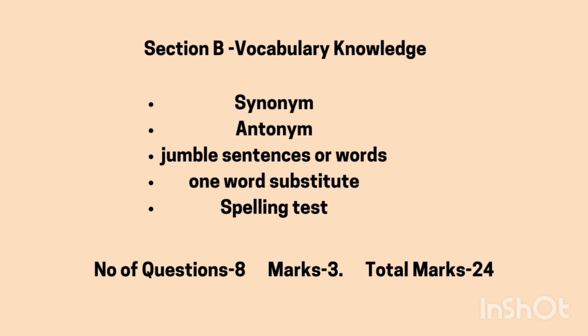Next is Section B, the vocabulary knowledge. In this section you will get synonyms, antonyms, jumbled sentences or words, one word substitution, spelling test. The number of questions will be 8, each carries 3 marks. So the total marks is 24.